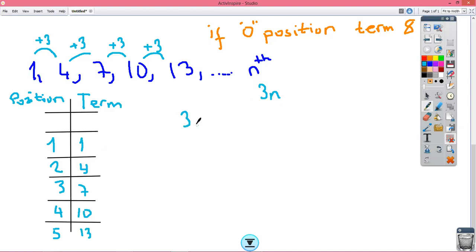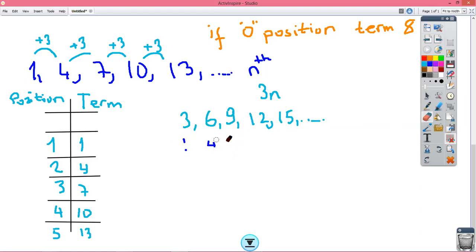Look at it. For 3n, the first term will be 3. Second term will be 6. Third term will be 9. Fourth term will be 12. Fifth term will be 15, and it goes in this form. But our sequence is 1, 4, 7. It's 3n minus 2. Why minus 2? Because 3 minus 2 will give 1.